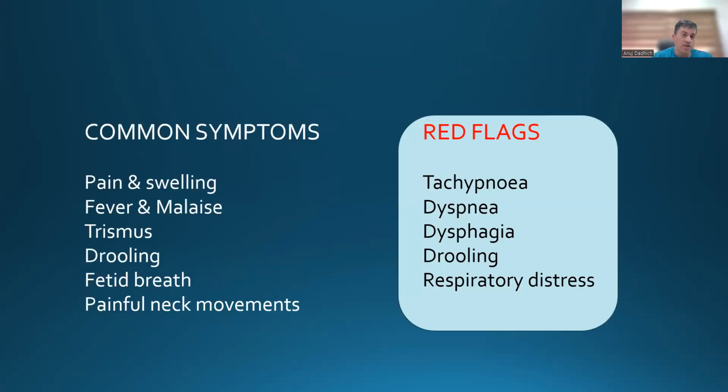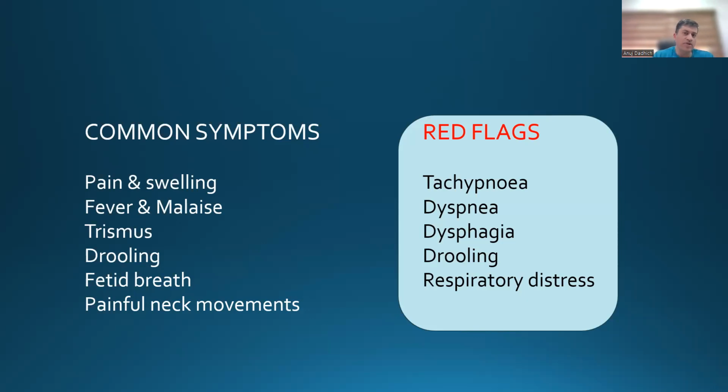So the most common symptoms associated with the disease are pain and swelling, which is very obvious, fever and malaise, which are usually associated with any disease causing inflammation. Trismus, because there is involvement of multiple spaces, there is involvement of multiple muscles of mastication. So automatically there is presence of trismus, that is difficulty in opening the mouth. Drooling of saliva.